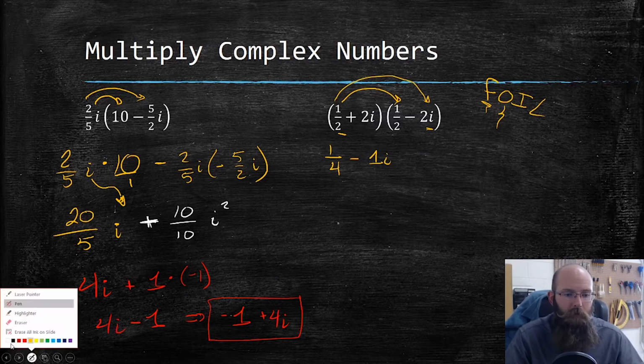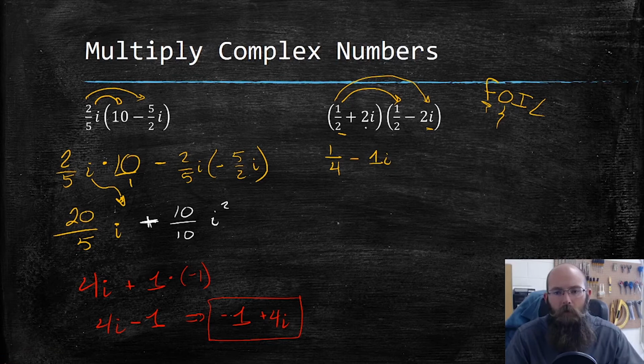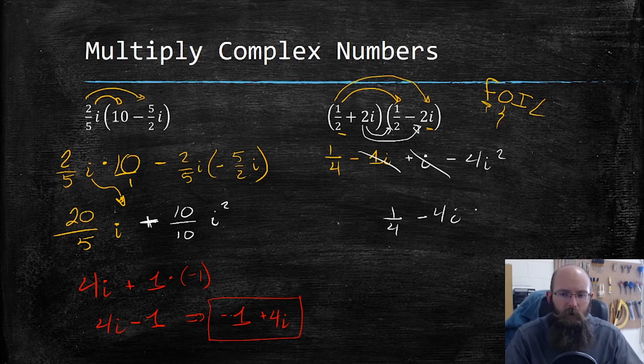My inner term is 2i and 1/2. So the 2 and the 1/2 cancel again. I'm left with just an i. And then the last terms in each set of parentheses get me 2i times -2i, which is -4i squared. Let's simplify this a little bit. I have an i and a -i. Those cancel right there. So I have 1/4 minus 4i squared.